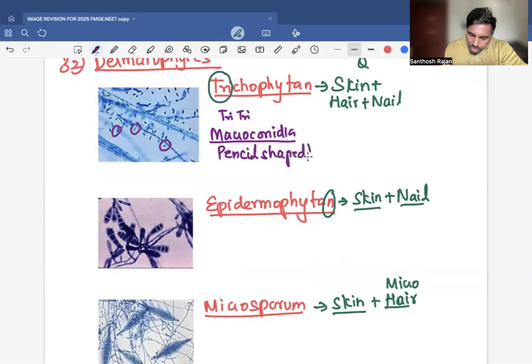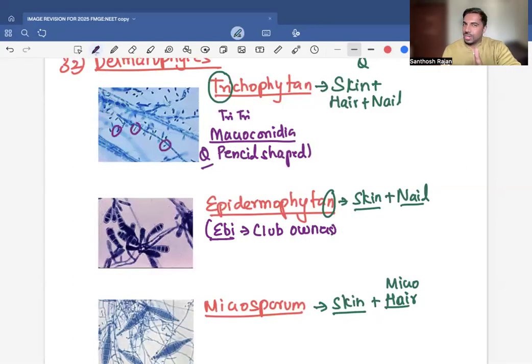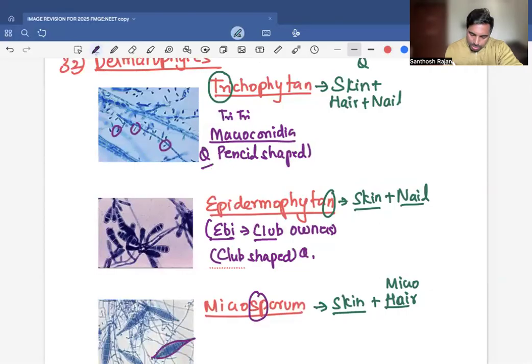This can be a question, and repeatedly asked is Epidermophyton. They are usually the club owners. Don't forget the club shaped spore you see in Clostridium perfringens, Mr. Perfect, Nagler's reaction, that's a different story. Here also club shaped, so remember this is club shaped. Also a question. Microsporum: the clue is already there. Look at this, it looks like a spindle. Spindle shaped. Very easy, you know already.